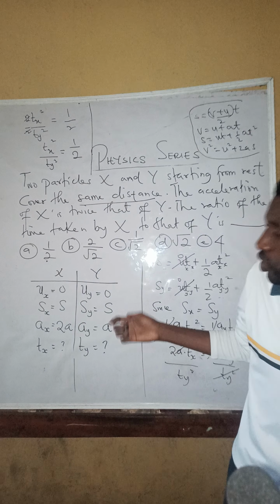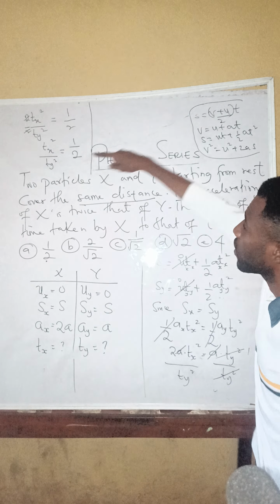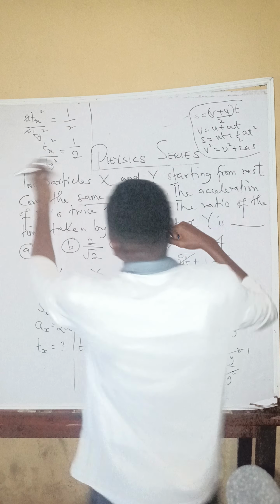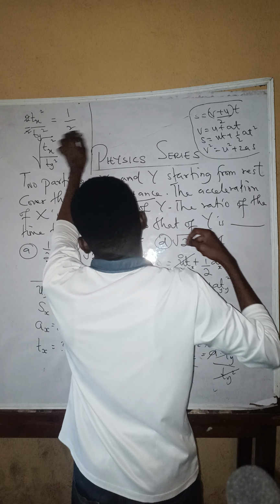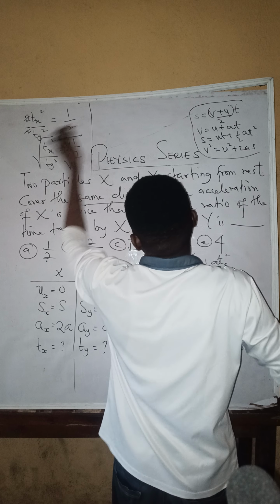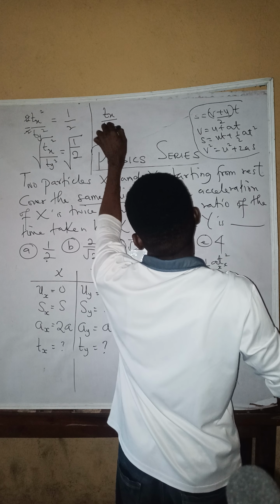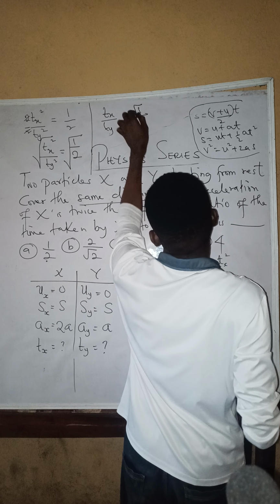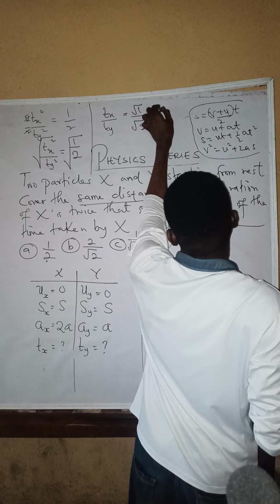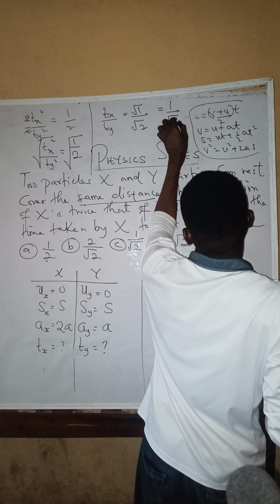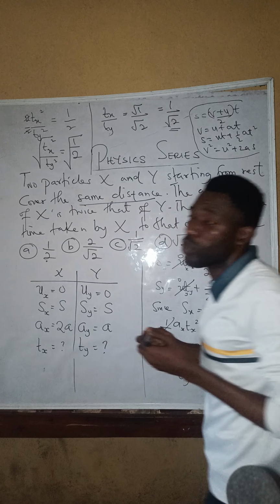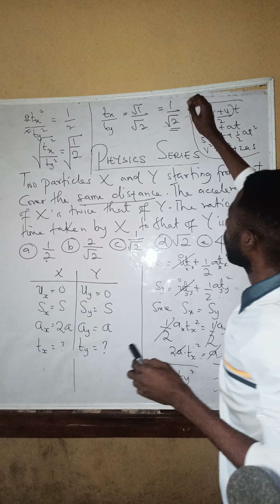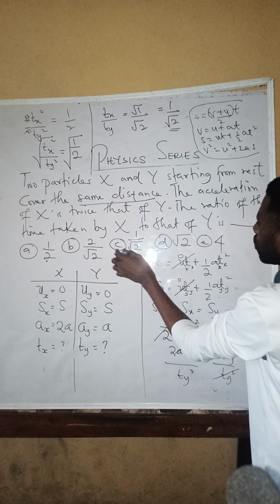Now, half is among the options, but we don't need TX squared over TY squared. All we are looking for is TX, the time for X, over the time for Y. So how do we get TX and TY? We take the square root of both sides. When we do that, we have TX over TY equals square root of 1 over square root of 2, which is 1 over square root of 2. If you want to leave your answer in decimal, 1 over square root of 2 is 0.707. So our answer is 1 over square root of 2, which is option C.